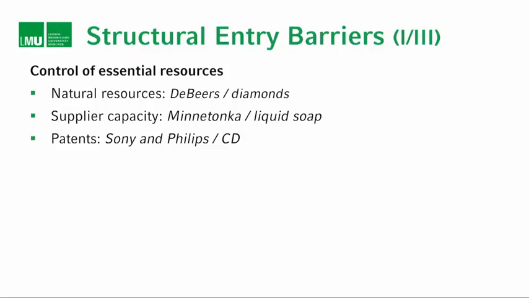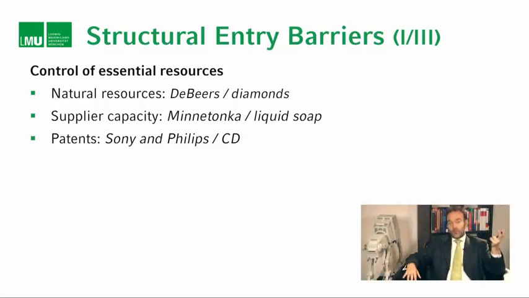Patents are another essential resource, basically a legally given resource. So Sony and Philips invented the compact disc, and anyone who wanted to produce a CD or wanted to produce a CD player had to ask for permission and had to license the patents from Sony and Philips, which obviously gave Sony and Philips a big advantage over anyone else who wanted to come into the market.